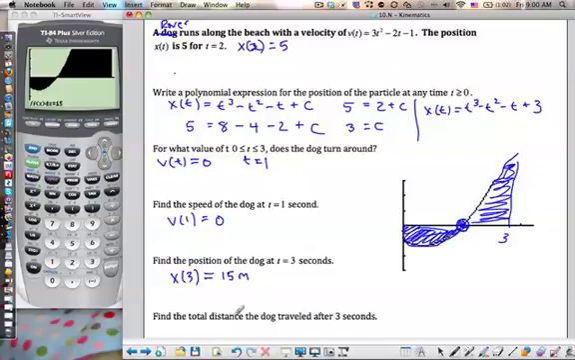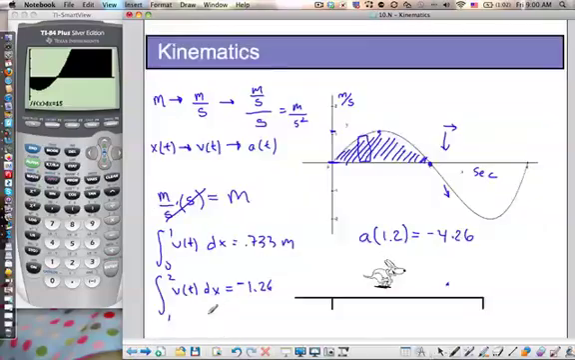Find the total distance traveled by the dog. Well, this is a little bit different from the last example in the sense that this is distance, and in the previous example we were canceling out. If I go out and back, my position is 0. But if I actually count out and back, my total distance could be a couple meters.